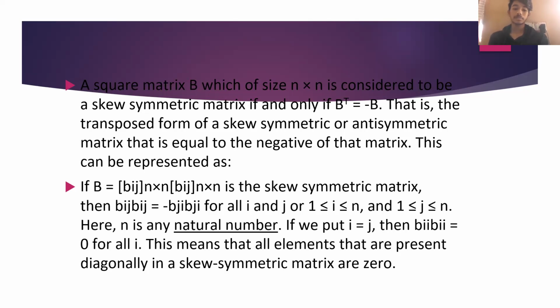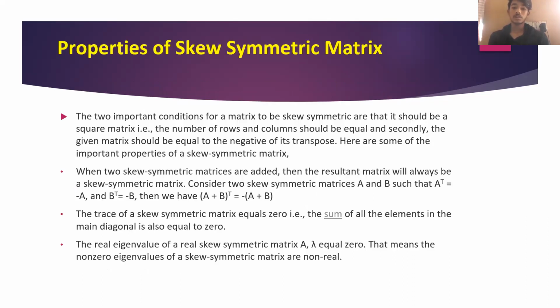If we put i equals j, then Vii equals 0 for all i. This means that all elements that are present diagonally in a skew-symmetric matrix are 0.